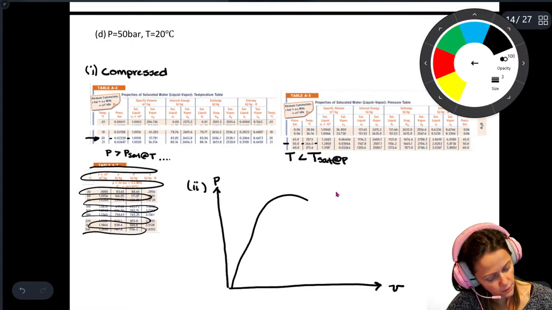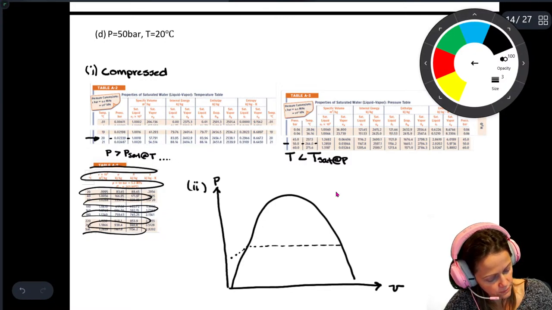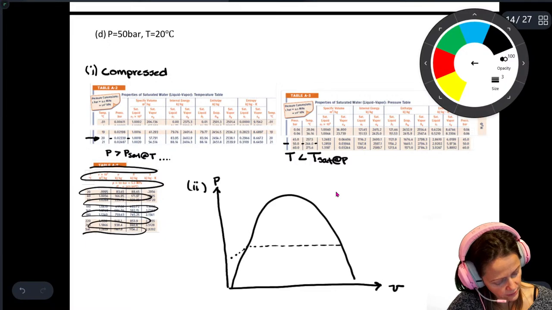All right, so here's our dome. Here's a little line of constant temperature. Oh, darn it, I did it again.